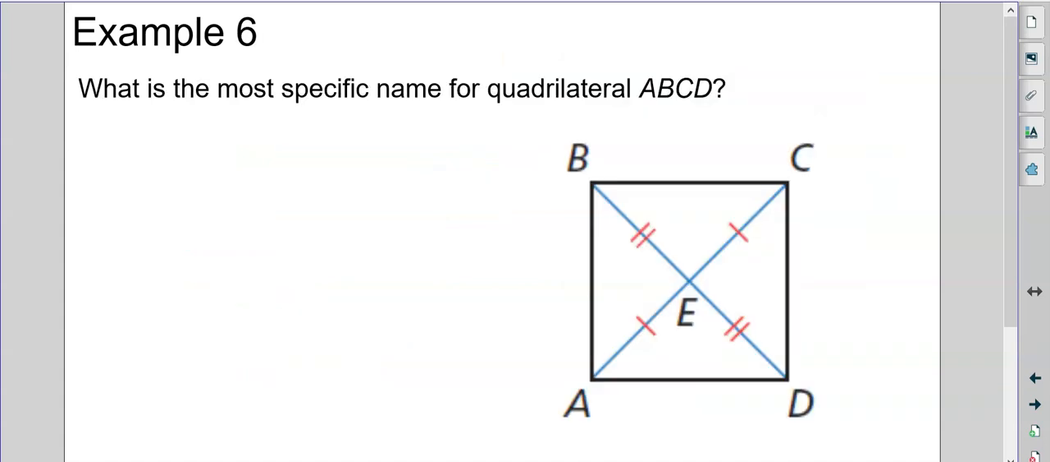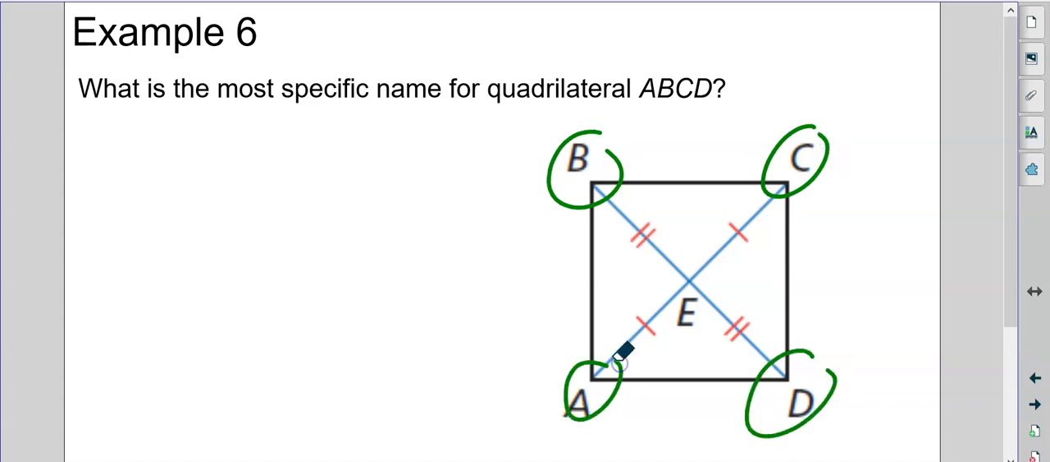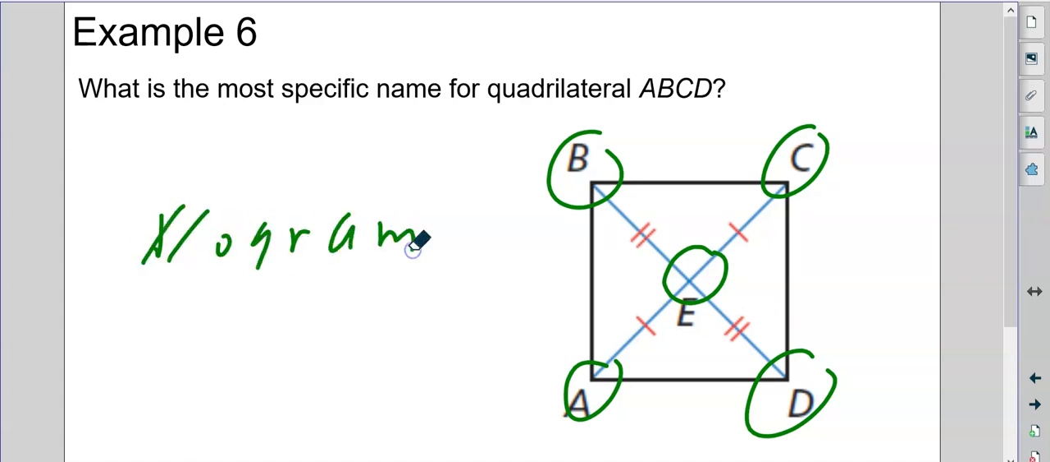And our last example: what's the most specific name for this quadrilateral? Okay. Well, the diagonals bisect each other. But we don't know anything about these. Do they look like 90? Yes, they do. Can we assume that? No, we cannot. All right? Do we know that this is intersecting at a 90-degree angle in here? No, we do not. So all we can call this is a parallelogram. And that's it.